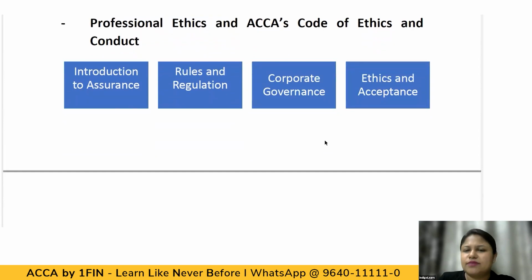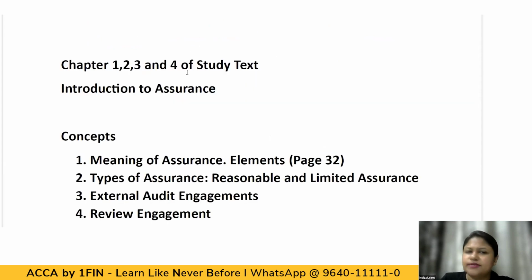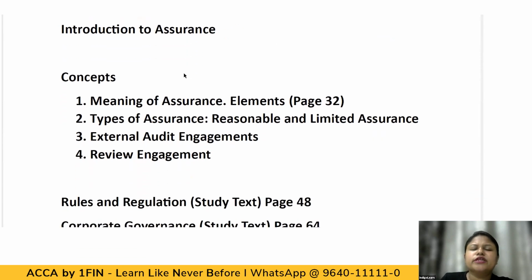So these are the 4 chapters that we have as a part of study material, where all of these points are covered as a part of introduction to assurance, rules and regulation, corporate governance, ethics and acceptance. Okay. So basically these are chapters 1, 2, 3 and 4 of the study material. Okay. So let us begin with the first one, that is introduction to the assurance topic.